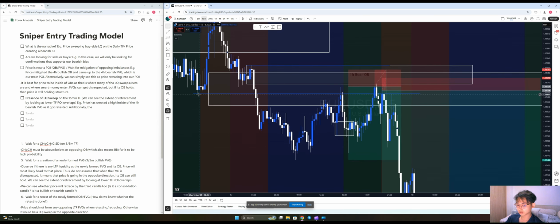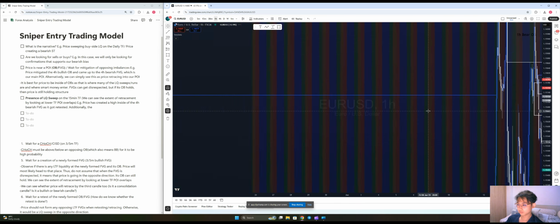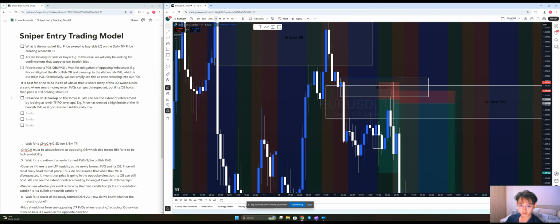It depends on how bearish the third candle is. Sorry, in this case, it depends on how bullish the third candle is for it to retrace upwards, right? And whether it has a long wick or not. So these are the methods to find order blocks or breaker blocks inside of the imbalance, right? So you can see an external retracement by looking at the lower time frame point of interest overlaps, which in this case is the 1 hour bearish order block. Let's create a high inside of the 4 hour bearish order block. The fair value gap is going to be tested.